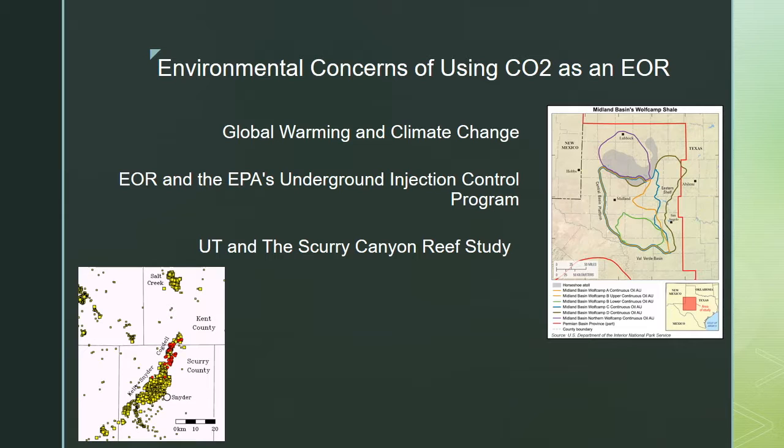The University of Texas Gulf Coast Carbon Center has studied the longest-running EOR site in the world in Scurry County, Texas. This site has been injected with over 175 million tons of CO2, and no evidence was found that CO2 escaped the EOR site or contaminated groundwater resources.